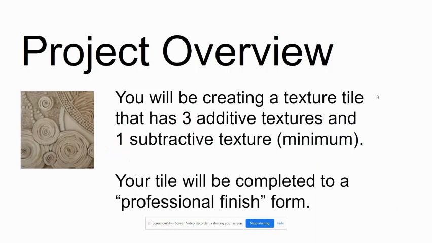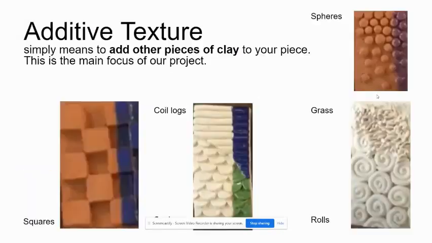Project overview. You will be creating a texture tile that has 3 additive textures and 1 subtractive texture minimum. Your tile will be completed to a professional finish form. Additive texture simply means to add other pieces of clay to your piece. This is the main focus of our project. So here we have examples of squares, coil logs, scales, rolls, grass, spheres. Yes, there is more. Absolutely.